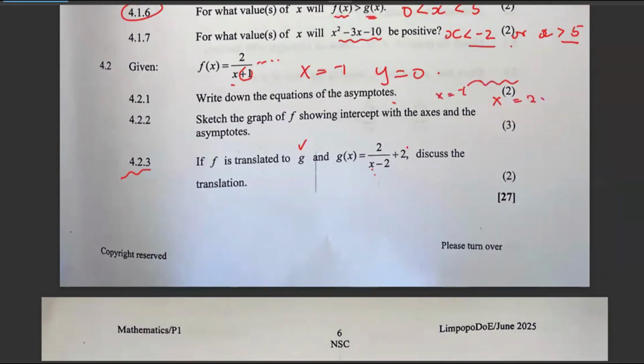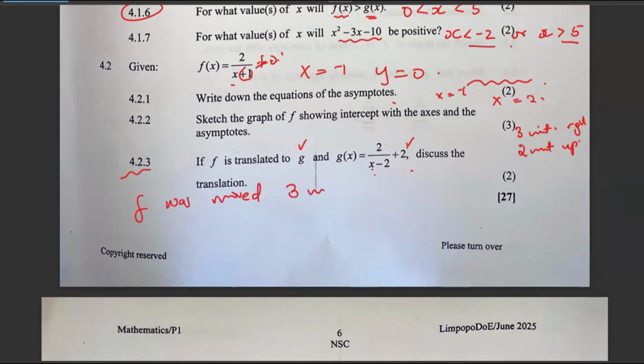How many units are there? These are basically 3 units to the right. So the graph was moved 3 units to the right. Then there was a 0 here, but now it's a 2. So it was also moved 2 units upwards. So we just need to indicate that f was moved.